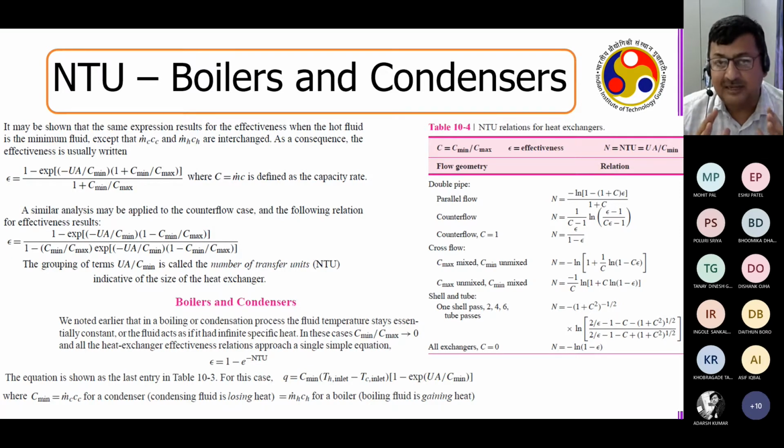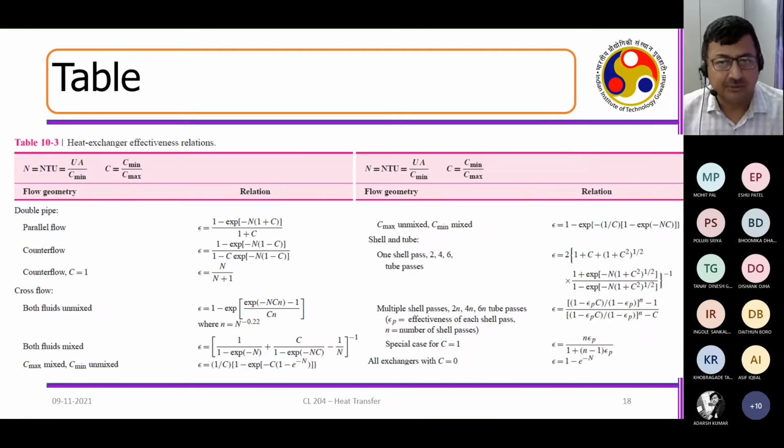essentially the NTU will tell you whether you have used the minimum number of passes or minimum number of plates for this particular design in order to achieve the highest epsilon. So a smaller NTU and a higher epsilon is the hallmark of your design. A good engineer will always arrive at a smaller NTU with a very large epsilon, right? So you just go through these tables.